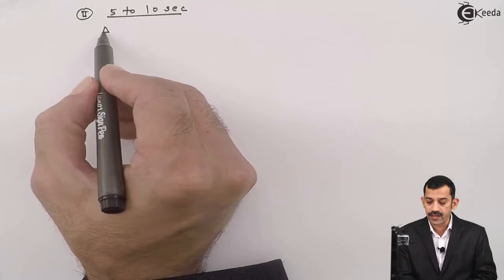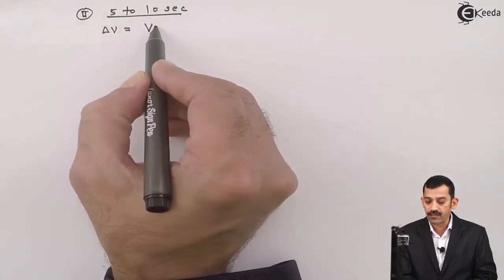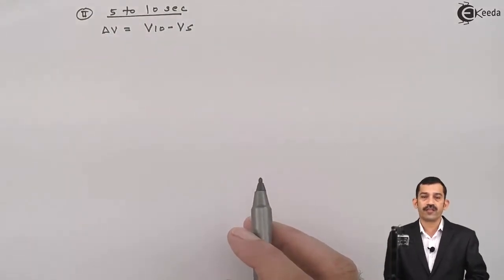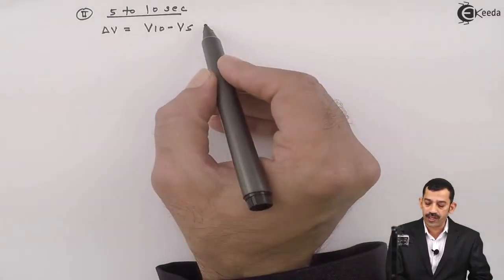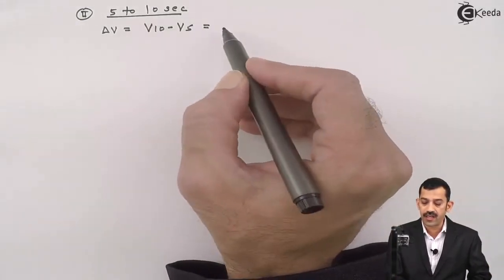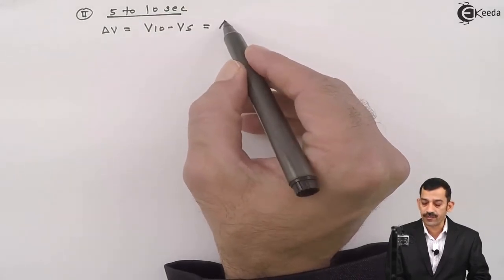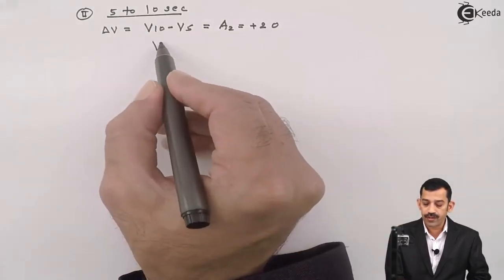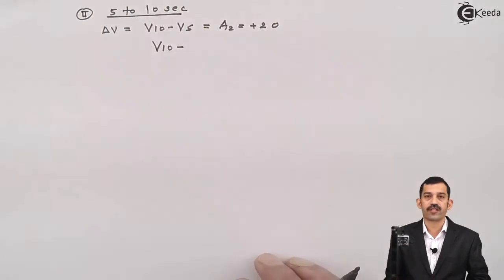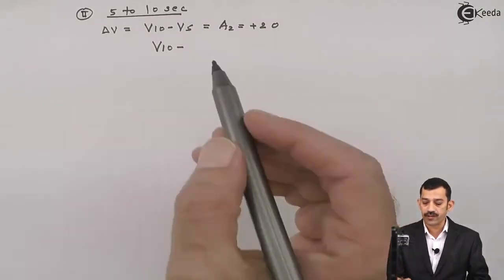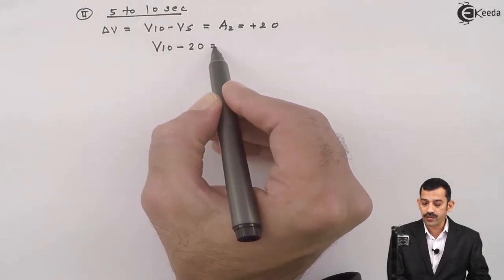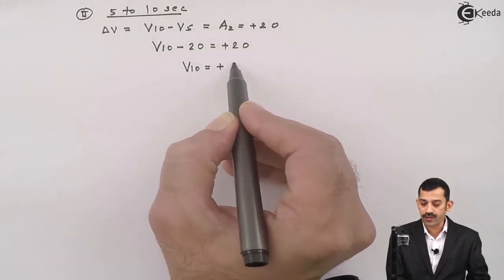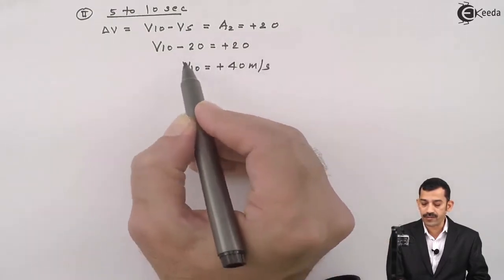In 5 to 10 seconds, delta V, if we write, is final minus initial, that is 10 seconds minus 5 seconds. Always final minus initial is the change. So change in velocity is V10 minus V5. Area under the AT diagram from 5 to 10 seconds is area A2, which you know is again positive and it is plus 20. Velocity at 10 seconds we will get if we substitute here the velocity at 5 seconds, which we already calculated as 20. I'll substitute here 20 equal to plus 20. That means velocity at 10 seconds is positive and is 40 meters per second.